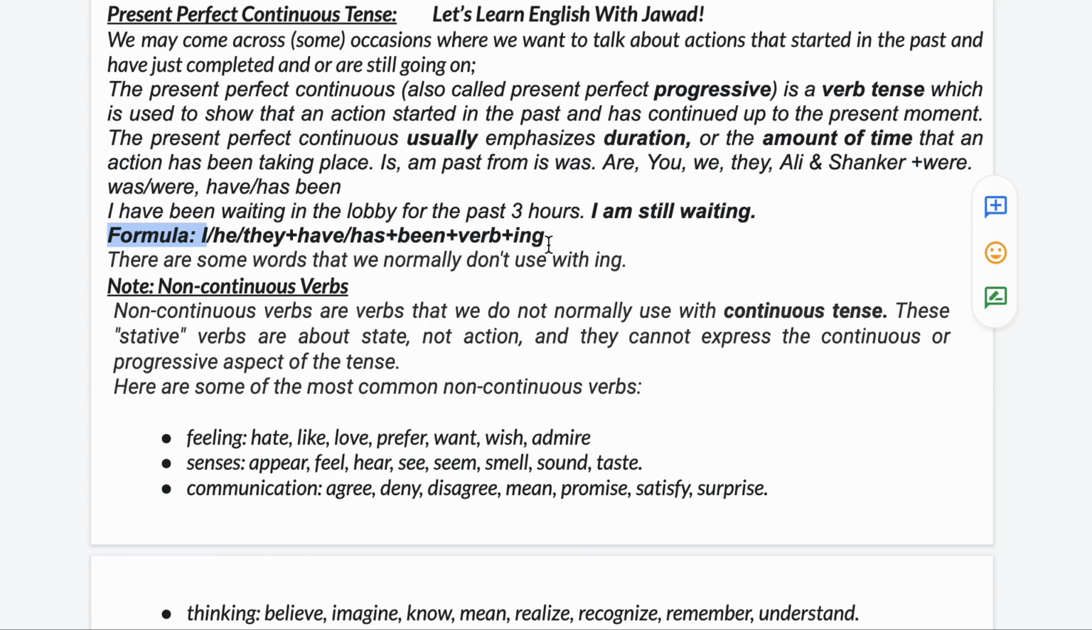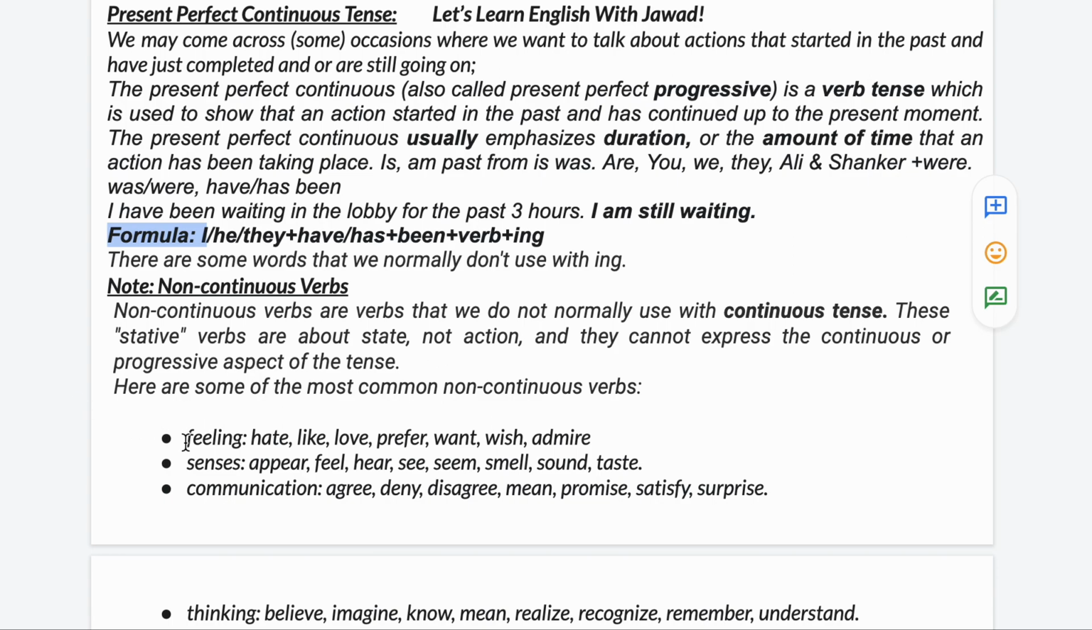Now when we use a verb plus the ing form, we have to be careful that there are certain verbs that we cannot use in the ing form. Those verbs are here, and the definition says non-continuous verbs are verbs that we do not normally use with continuous tense. These stative verbs are about state. When we use these verbs, we are talking about a state of being rather than action, and we cannot use them with the ing form of the verb.